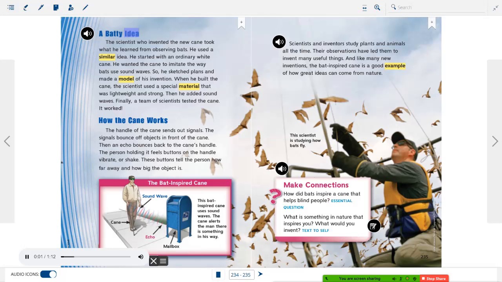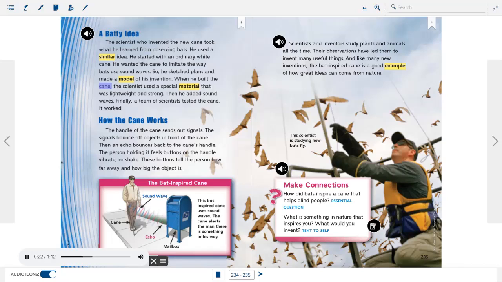A batty idea. The scientist who invented the new cane took what he learned from observing bats. He used a similar idea. He started with an ordinary white cane. He wanted the cane to imitate the way bats use sound waves. So he sketched plans and made a model of his invention.